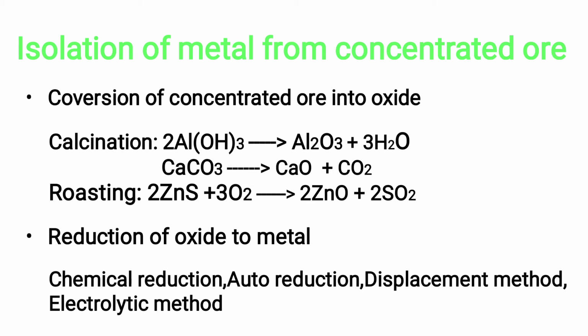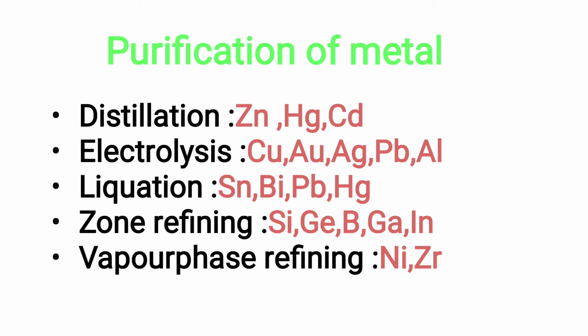After the isolation, the final step is the purification of the metal. Some purification methods are distillation, electrolysis, liquefaction, zone refining, and vapor phase refining. Distillation is used for easily volatile metals like zinc, cadmium, mercury, etc. Electrolysis is used for metals like copper, gold, silver, lead, etc. In electrolysis, the net result is the transfer of pure metal from anode to cathode.